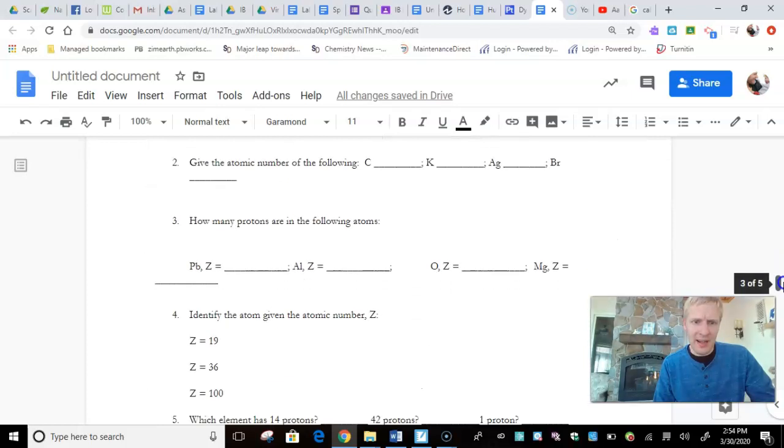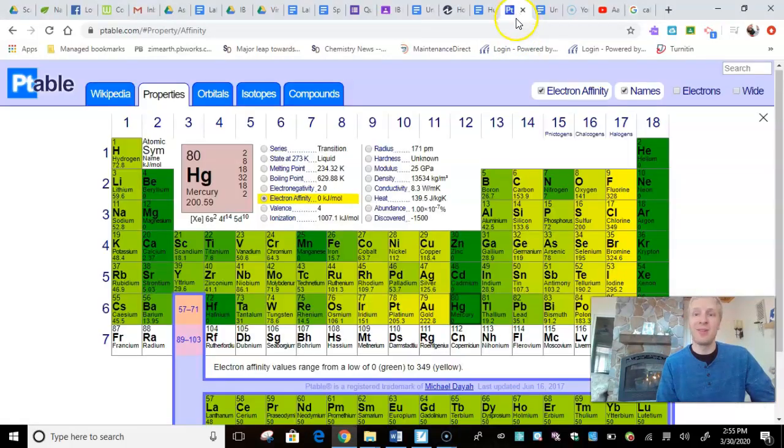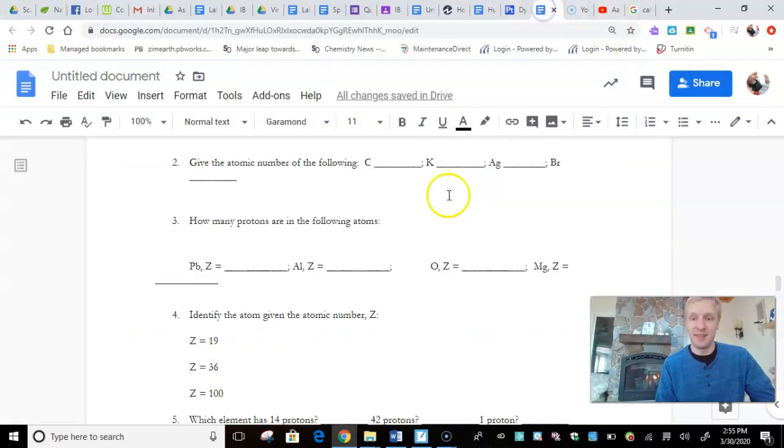Alright, moving on, I want to state what the atomic number is. So for carbon, for example, I would just look at the periodic table. Where is carbon? There it is, and there's a 6. So the atomic number for carbon would be 6. And you do that for the other elements also.